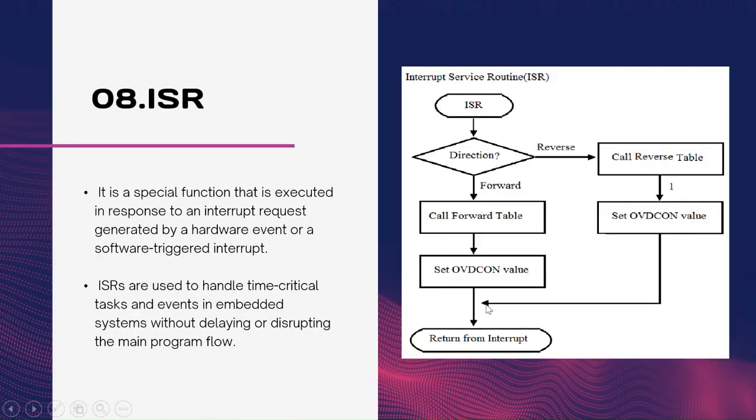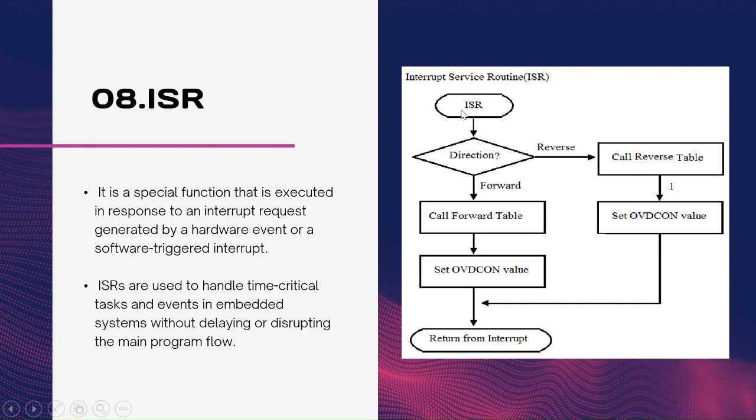Now, let's see what an ISR is. ISR stands for Interrupt Service Routine. It is a special function that is executed in response to an interrupt request generated by a hardware event or a software triggered event. ISRs are used to handle time critical tasks and events in embedded systems without delaying or disrupting the main program flow. So here is a flowchart of an ISR.